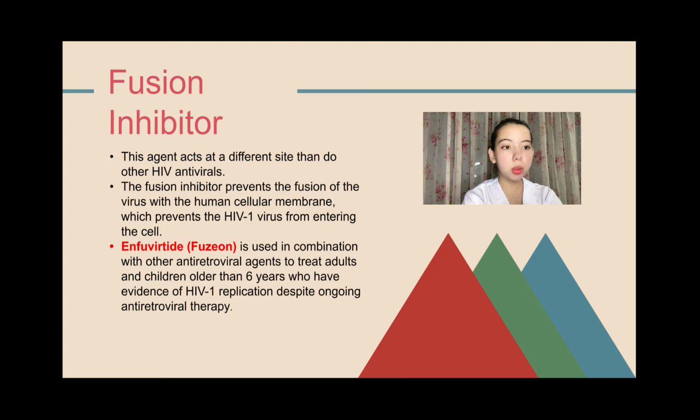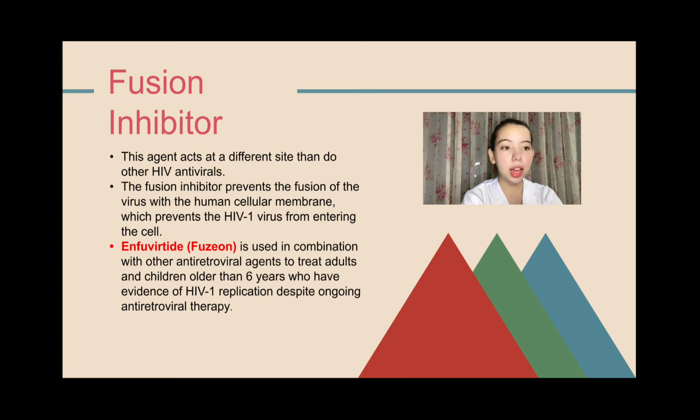So, fusion inhibitor, it prevents the fusion or entry of the virus with the human cellular membrane, which prevents the HIV-1 virus from entering the cell. Enfuvirtide is used in combination with other antiretroviral agents to treat adults and children older than 6 years who have evidence of HIV-1 replication despite ongoing antiretroviral therapy.